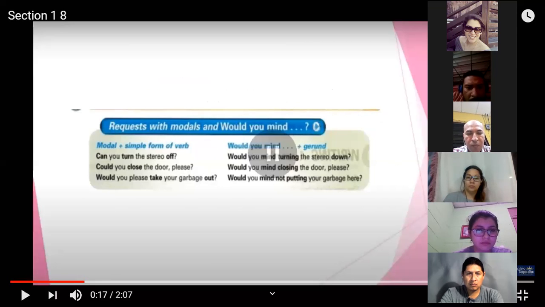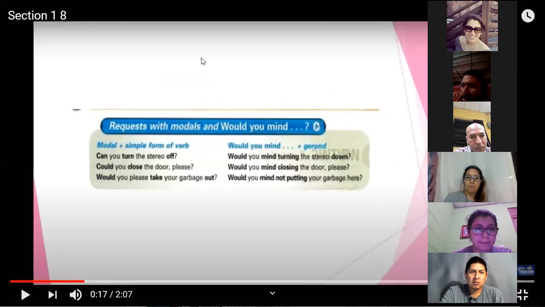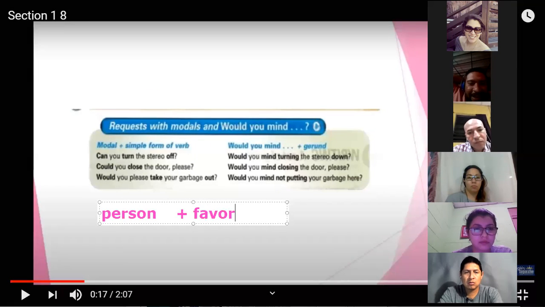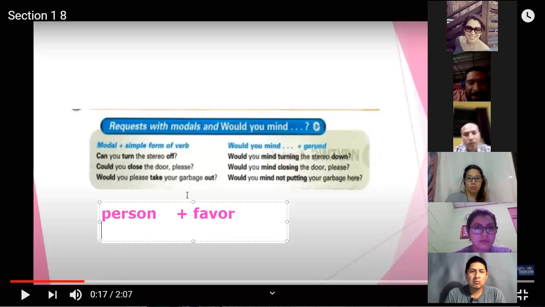Right. Plus simple. If I say, drive me to the airport, what would you use? Can, could, or would? Can. Why can? I think it depends on the person. It depends on the person. All right. So look, guys, it depends on the person and it also depends on the favor. So if the favor is kind of big, you have to be more polite, right? So that the other person agrees.